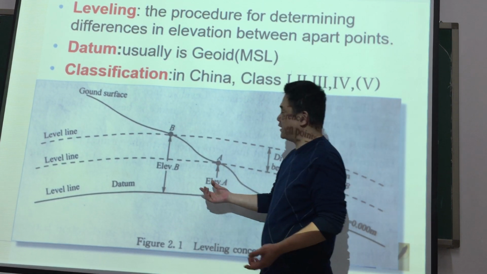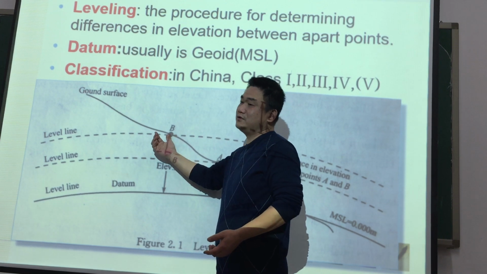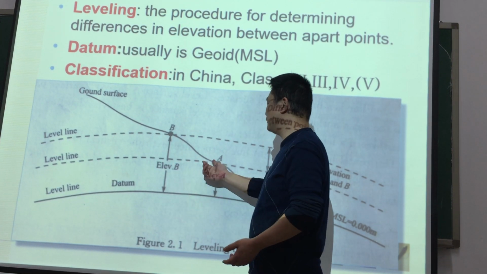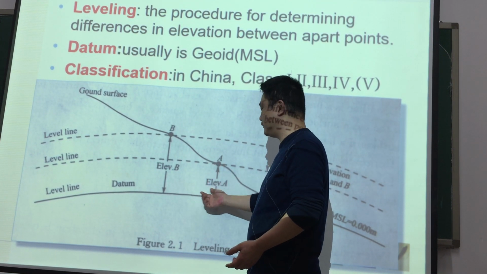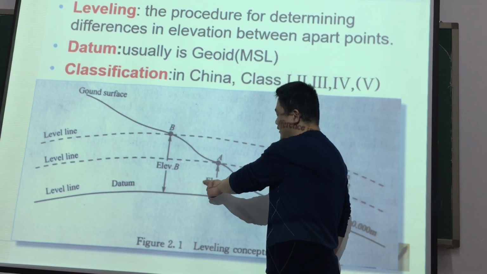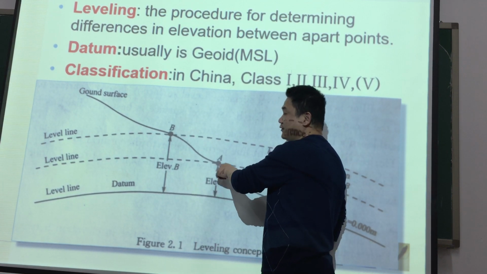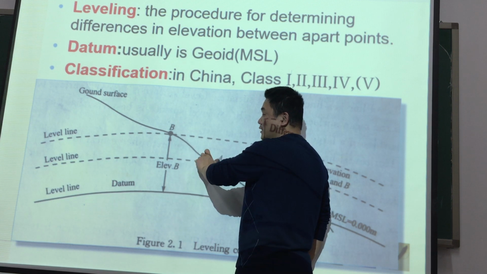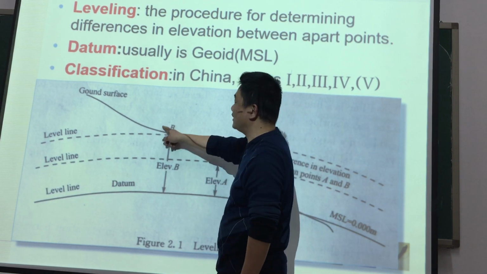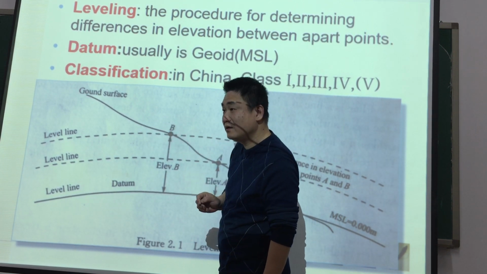If we do leveling again from point A to point B, now the elevation of point A is known. So the elevation of point A plus the elevation difference between points A and B, we can determine the elevation of point B.